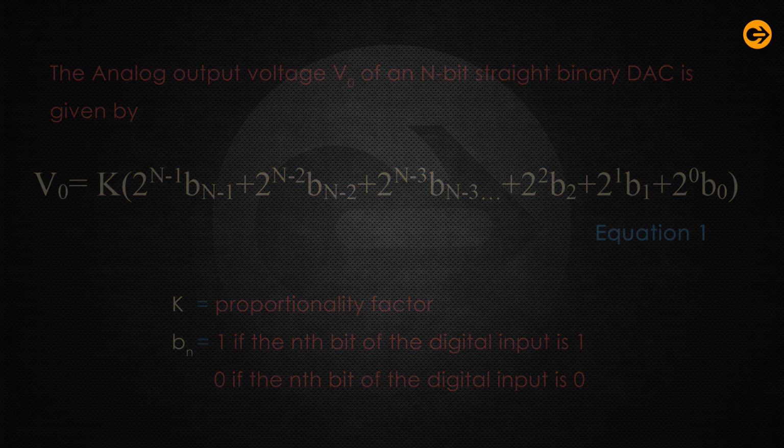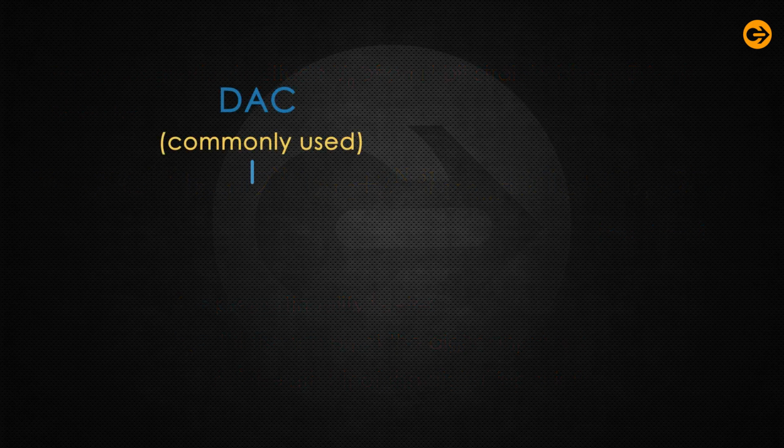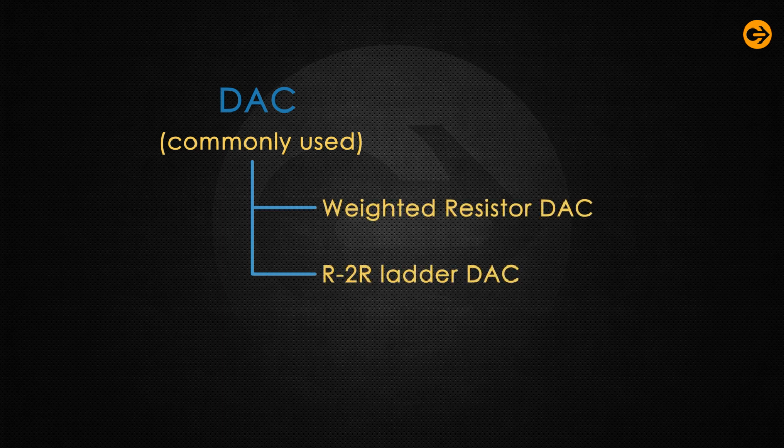There are two types of commonly used DACs, weighted resistor DAC and R2R ladder DAC. In this lecture, we will focus mainly on weighted resistor DAC.